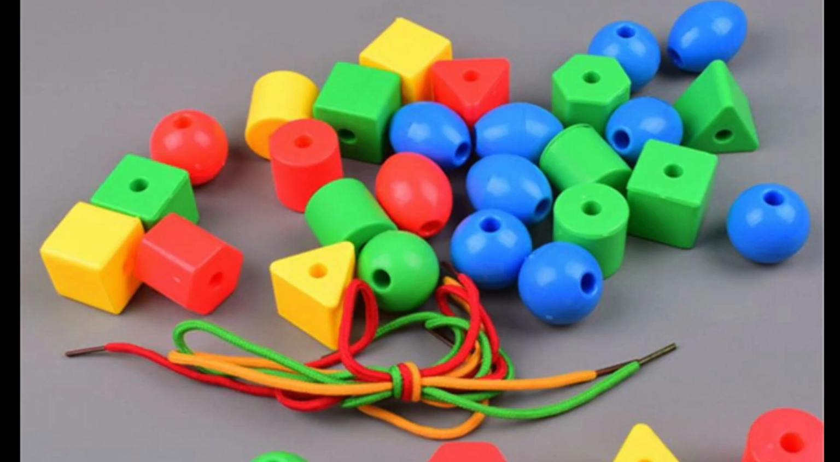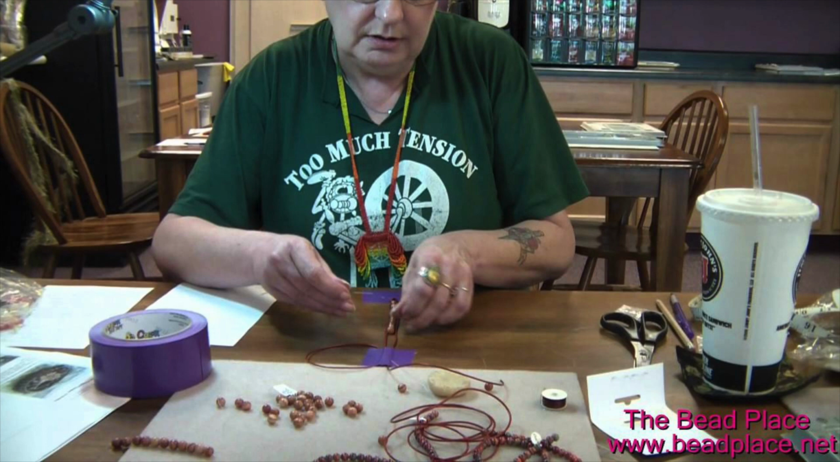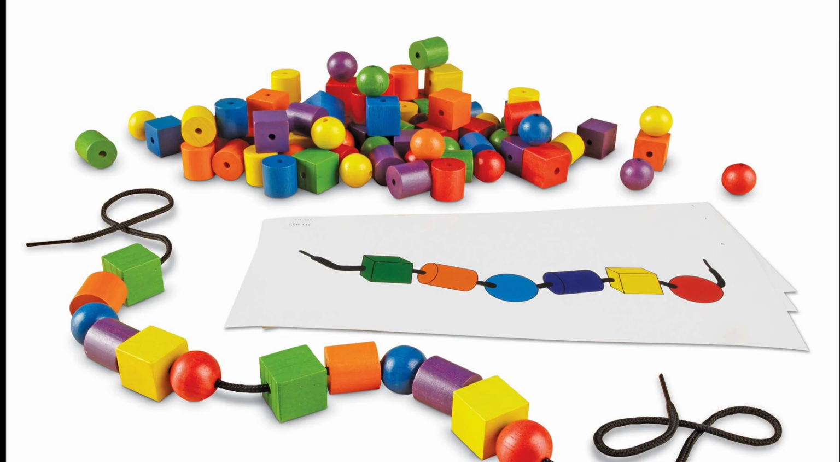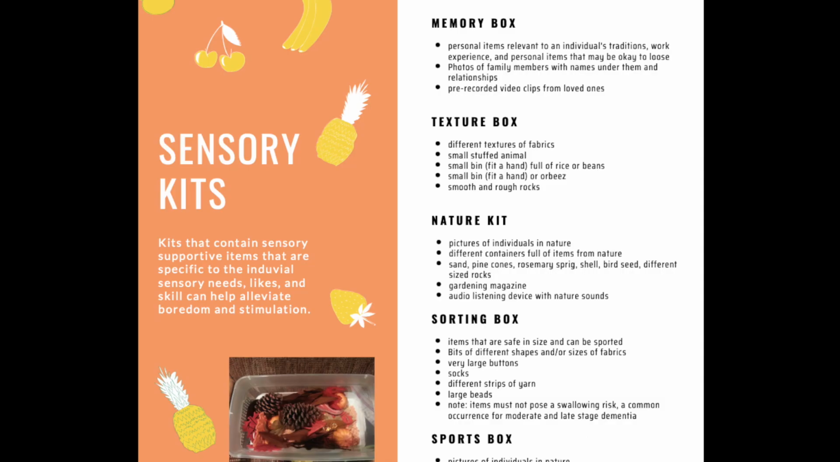With grading down, you can use larger beads and a thicker piece of string for easier grip and hold. Another way to make it easier is to tape down one end of the string to the table. You can provide visual aids to assist with creating patterns, just like the image here.